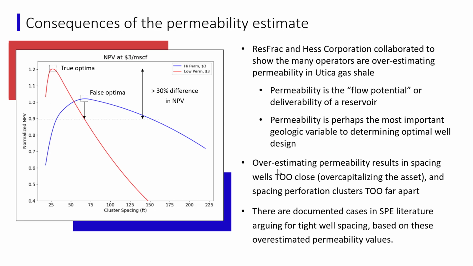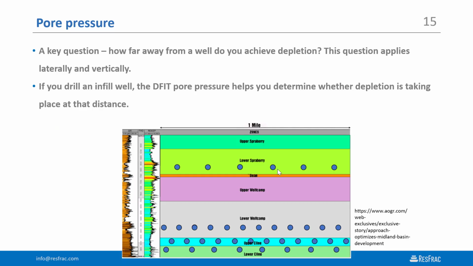And at least in this paper, we go through that there are, in fact, operators in the Utica shale who are using really high permeability estimates. And in this paper, we go through a variety of field data showing why that's not only inaccurate, but is a costly inaccuracy.